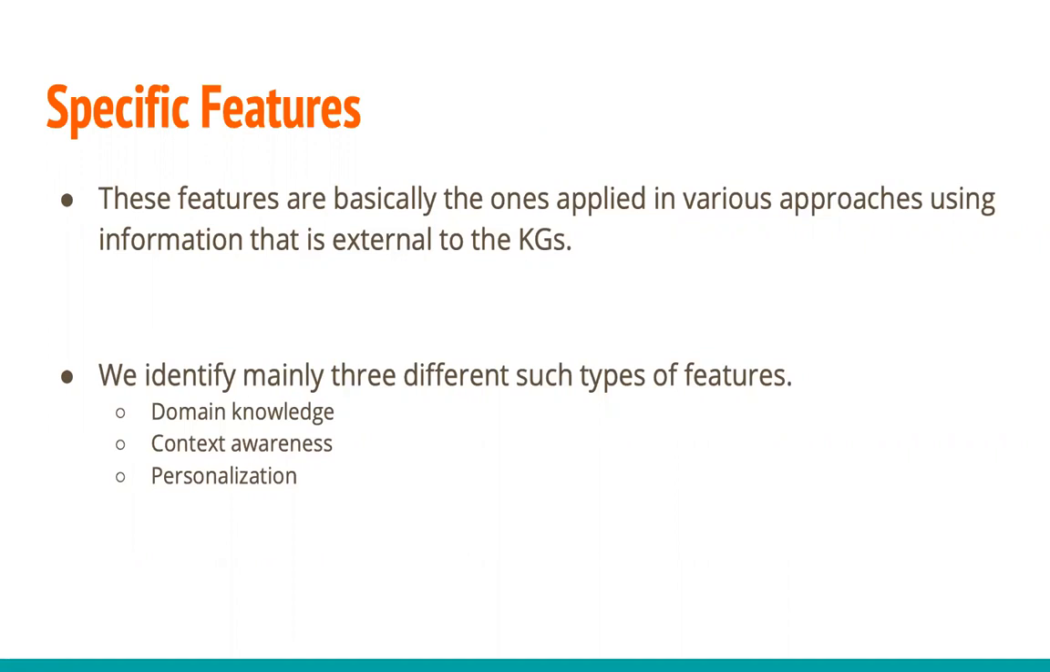So domain knowledge is about trying to use some domain specific information that cannot be applied in a general sense. And then context awareness means in your application, you can take into account the additional context information on top of the features that we discussed earlier. And personalization is basically you want to personalize your application to the specific application.